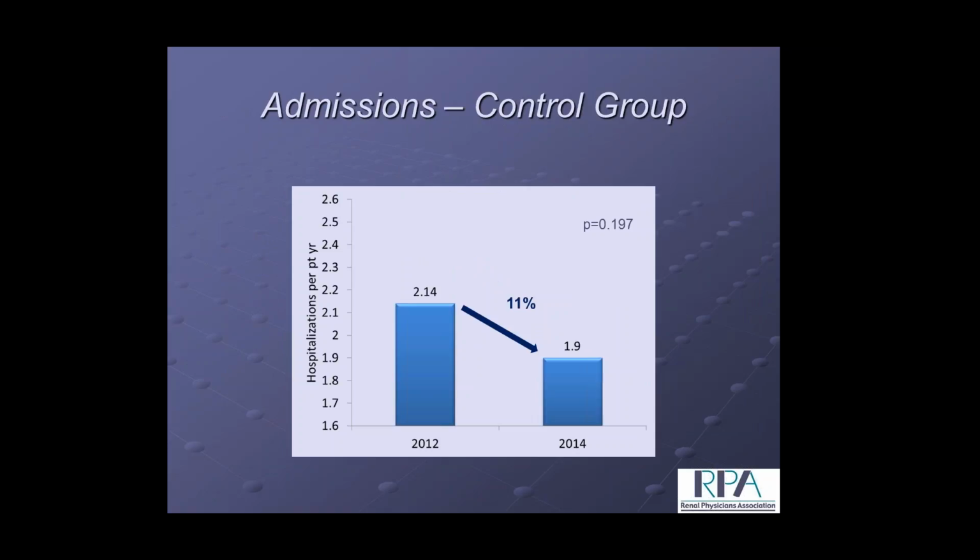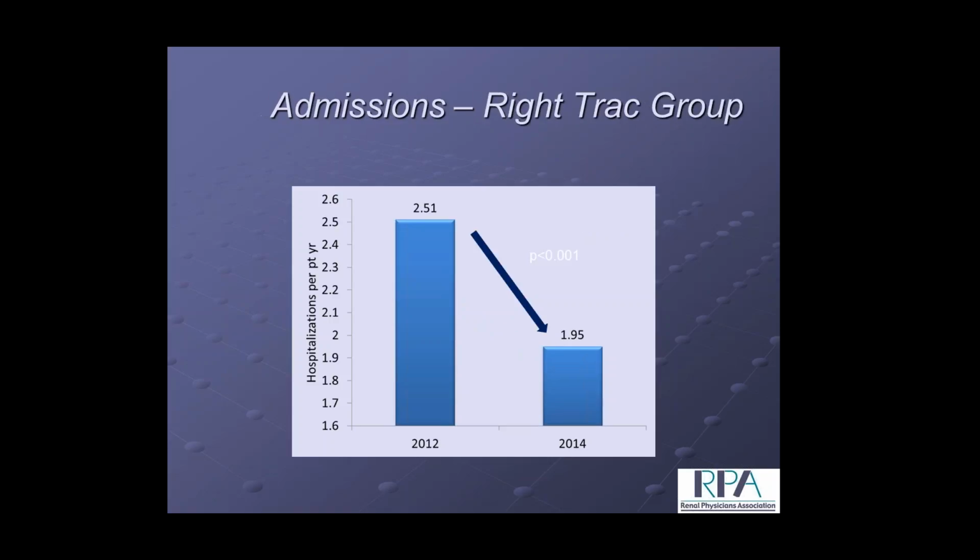We also looked at the general hospitalization rate, even though the project was designed to reduce readmission rates. There was an 11% decrease in hospital admissions in the control group, going from 2.14 hospitalizations per patient year to 1.9. In the right track clinics, the decrease was 22%, going from 2.51 hospitalizations per year to 1.95.